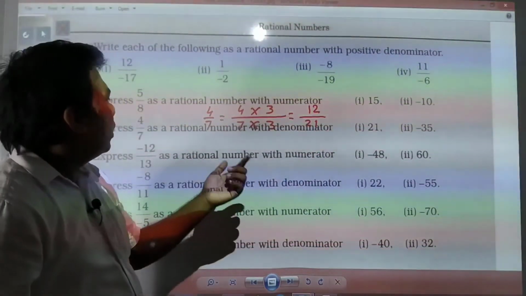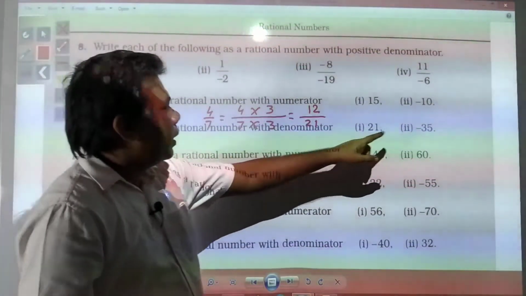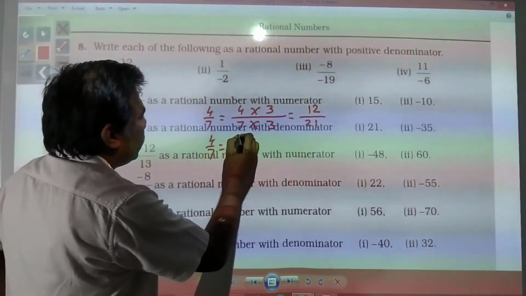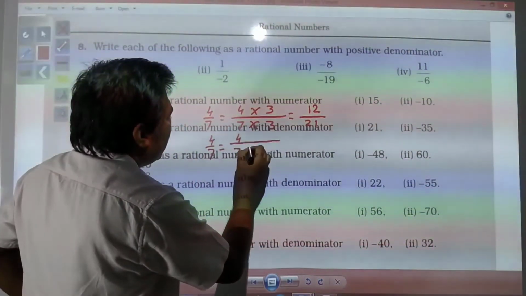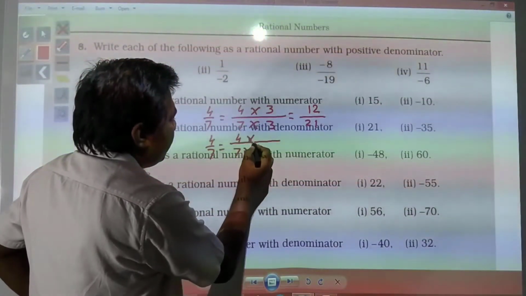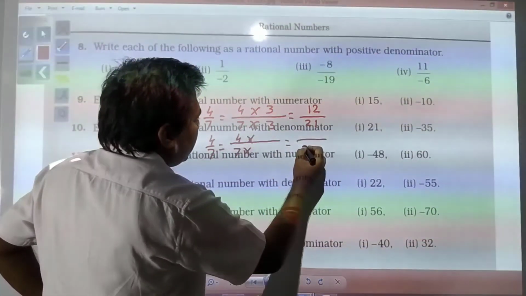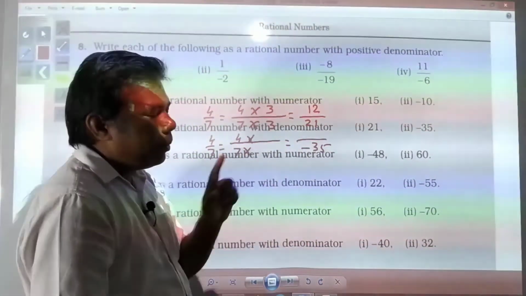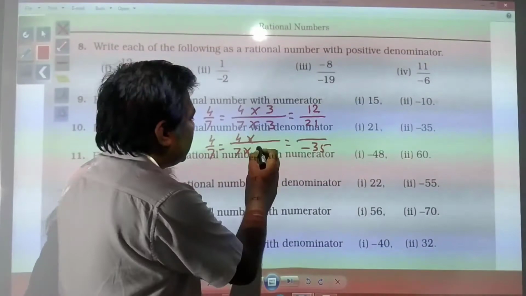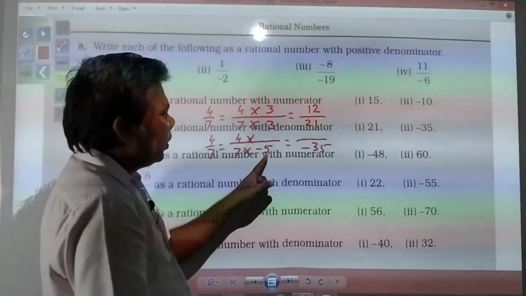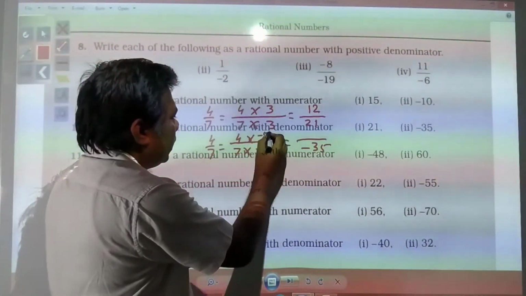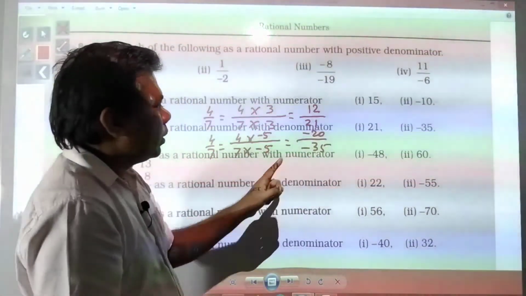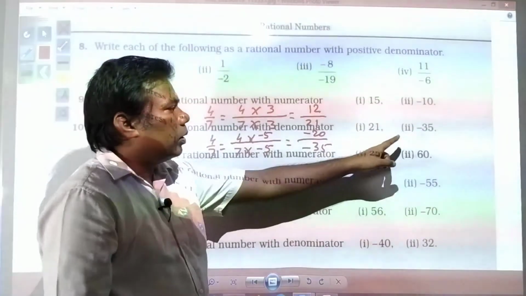Now you see, your denominator should be minus 35. Then what will you do? 4 by 7 is equal to, again the same thing, what number will we put over here so that your denominator becomes minus 35? 7 times 5 is 35, so minus 5 will need to be put over here. So minus 5 will be over here also. 4 times 5 is 20. So minus 20 by minus 35 will be your answer for the second question.